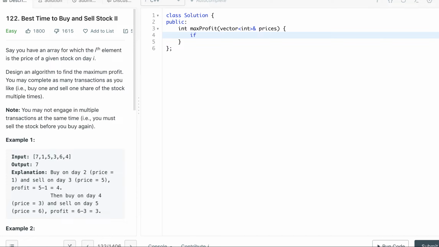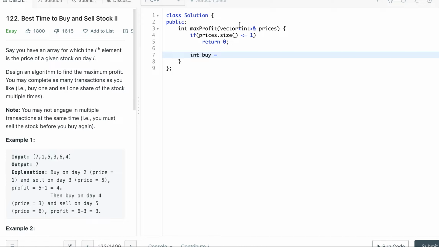So the first thing is that if there is just one price, then you cannot make a transaction. You need to buy at some price, sell at some price. With one, you can make a transaction that you buy at that price and sell at that price, but profit will be again 0. And why would you do that? So you can return 0 safely in this case if it's 1 or less.